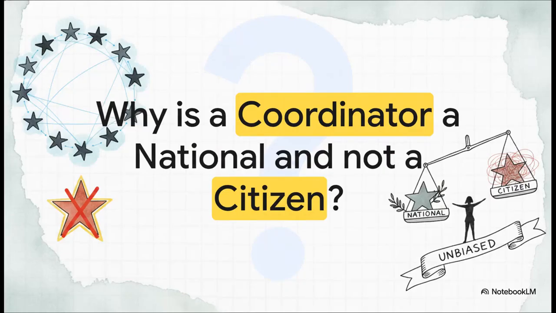Now here's a really fascinating structural detail from the documents. A coordinator's actually required to be a state national, and they cannot be a state citizen. No way. Why is that? Because a coordinator operates on assignment for the Federation, which is the instrumentality of all the states combined. If a coordinator were a state citizen, their required singular allegiance to just one specific state would create a massive conflict of interest. Remaining a state national keeps them totally unbiased.